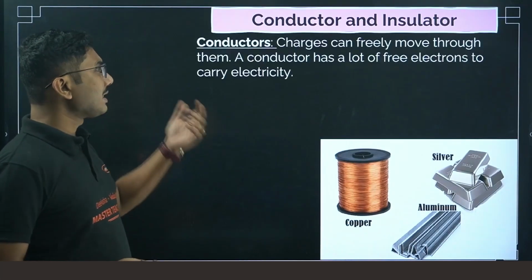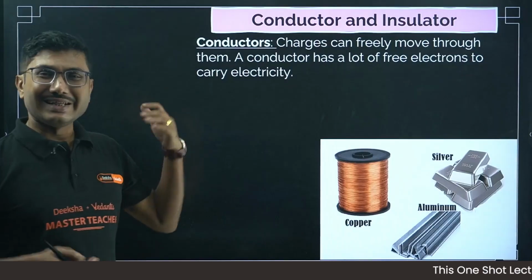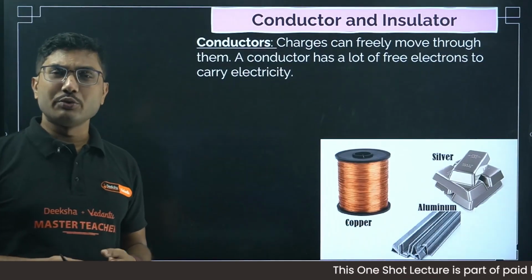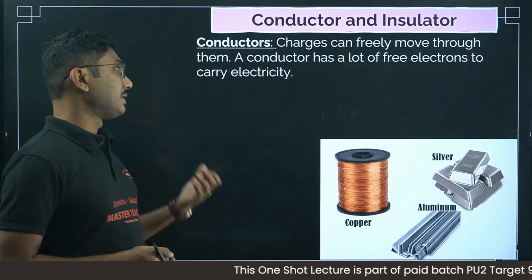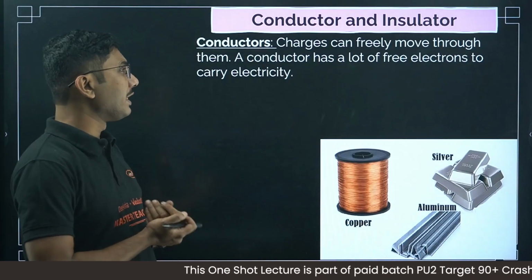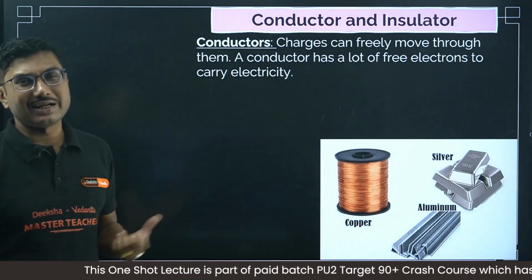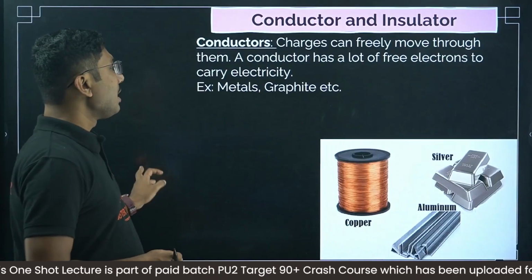Conductors are materials through which charges can freely move. Charges basically means electrons. The electrons can freely move through certain objects, and those objects are called conductors. A conductor has a lot of free electrons to carry electricity. This is a major thing, and in the current electricity chapter, we will discuss more about this property.